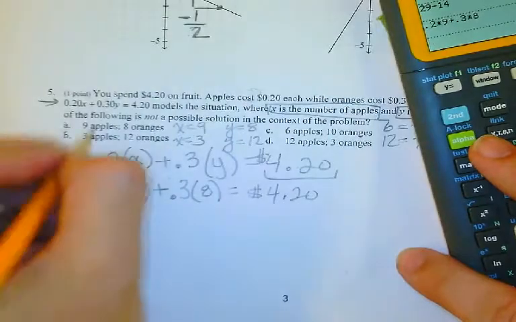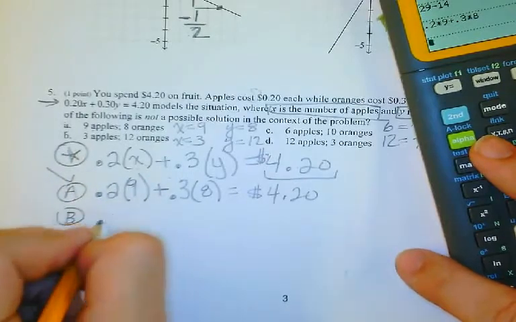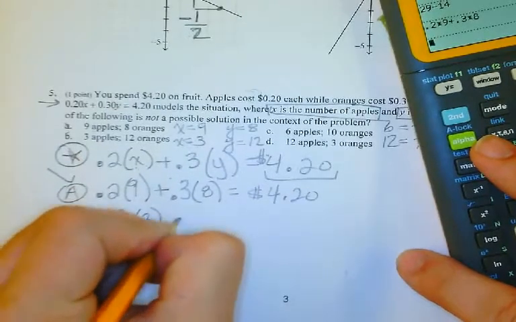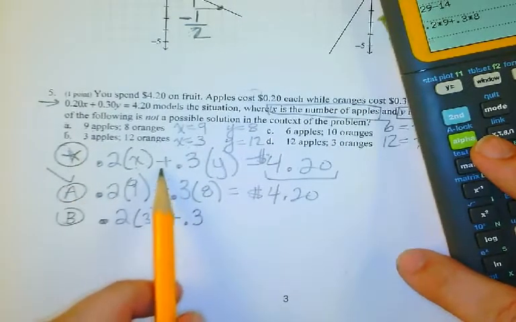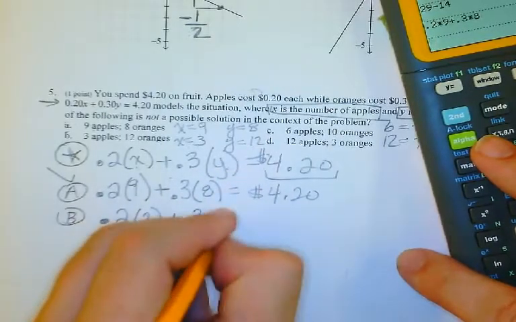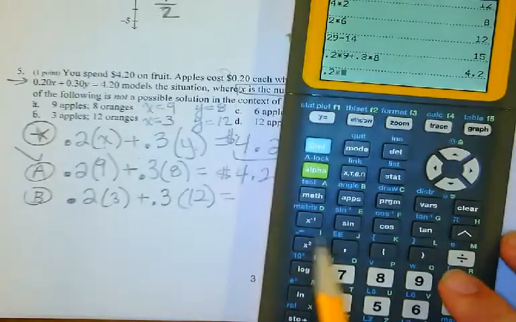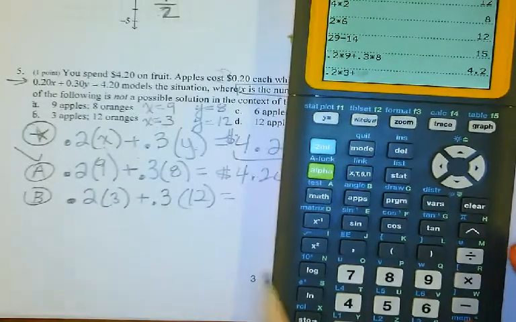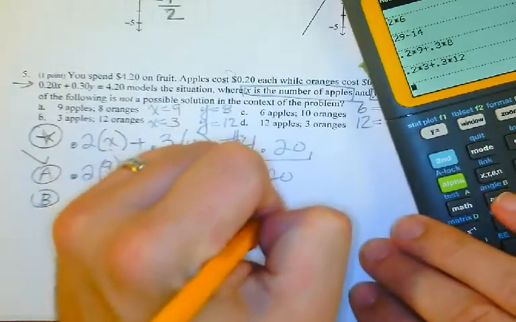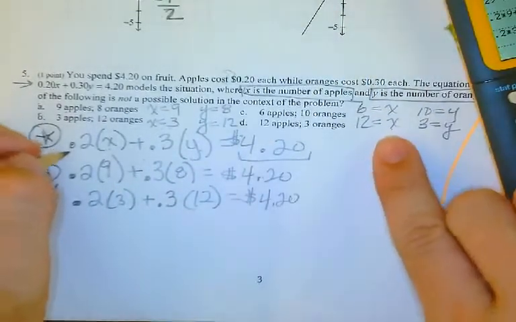So here in my original equation, this X will now be 3. And I'm going to continue writing my equation until I get to a y. This y is now 12. We're going to hope that it equals $4.20. Let's see, we've got 0.2 times 3, and we have 0.3 times 12. All together, we got $4.20. This is looking good for us. So B also works.